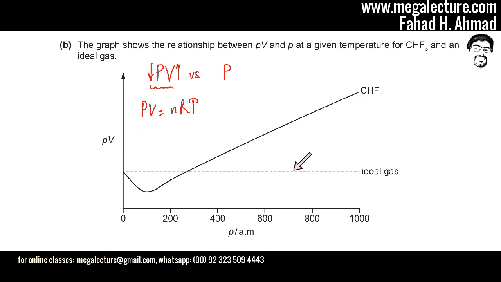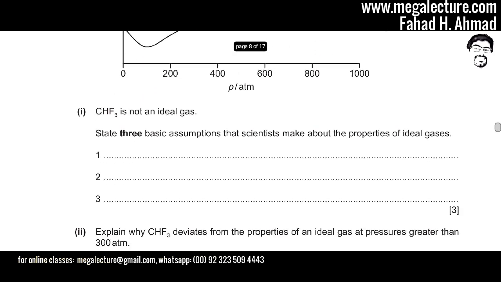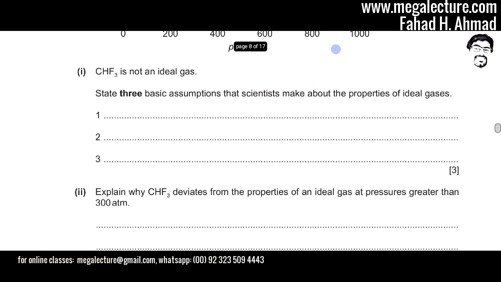This is the dotted line that's drawn over here. But this is for an ideal gas. Real gases don't follow that trend. Real gases usually have this graph. Their PV is never a constant at any pressure. At lower pressures, it's usually lesser than the ideal gas PV, and at higher pressure, it generally deviates and is higher than the ideal gas PV. So let's look at the question now. The first part is that they've already said that CHF3 is not an ideal gas.